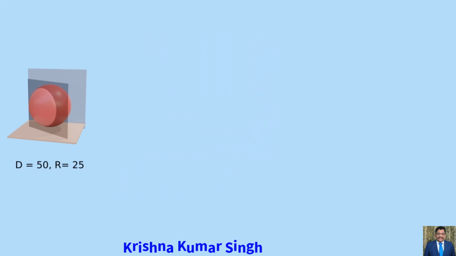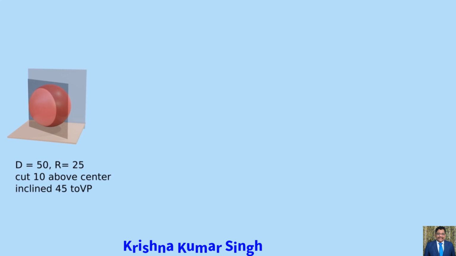The diameter of the sphere, let's say D, is equal to 50 mm, so its radius, say R, is equal to 25 mm. The section plane cuts the sphere at a distance of 10 mm above the center. The section plane in condition 2 is inclined at 45 degrees to VP. In condition 2, it is given that the section plane is perpendicular to HP.